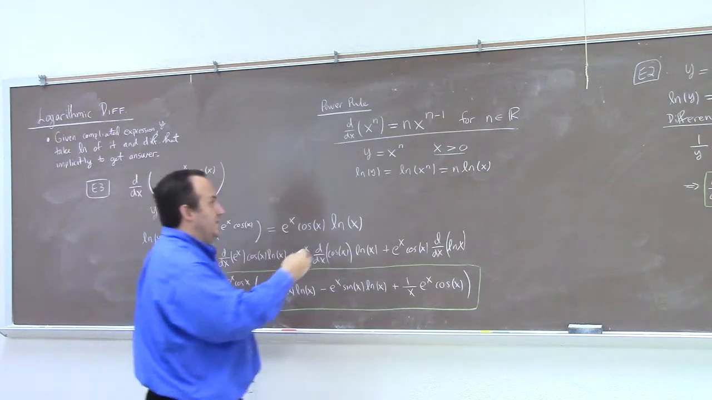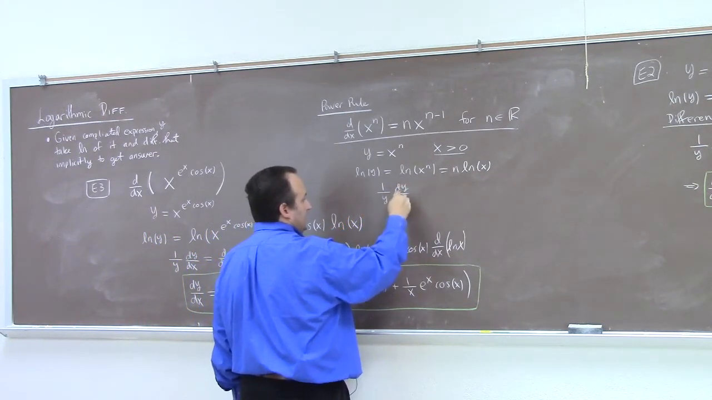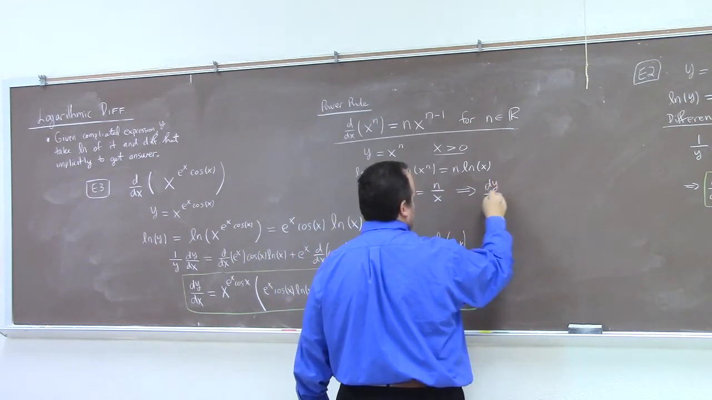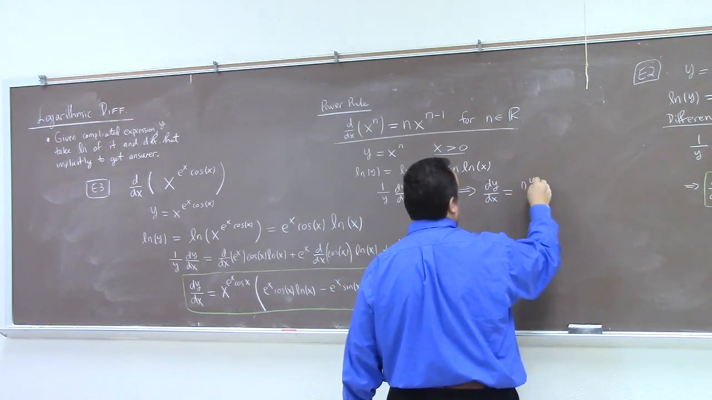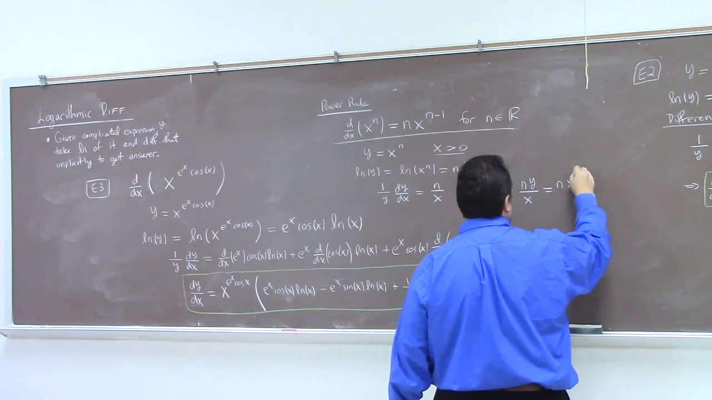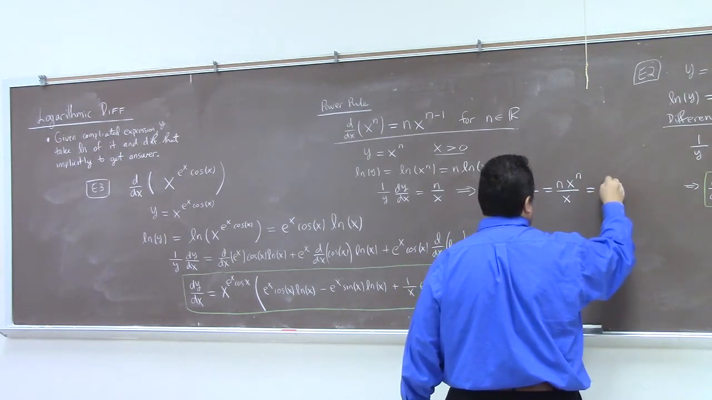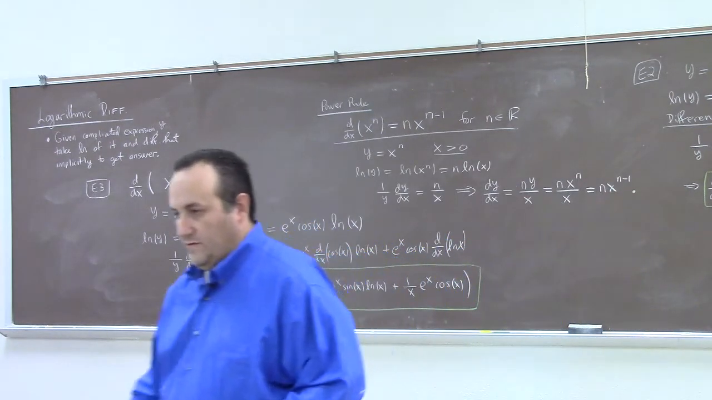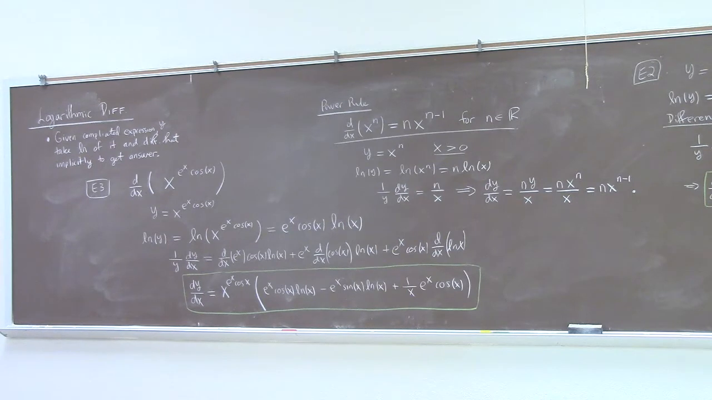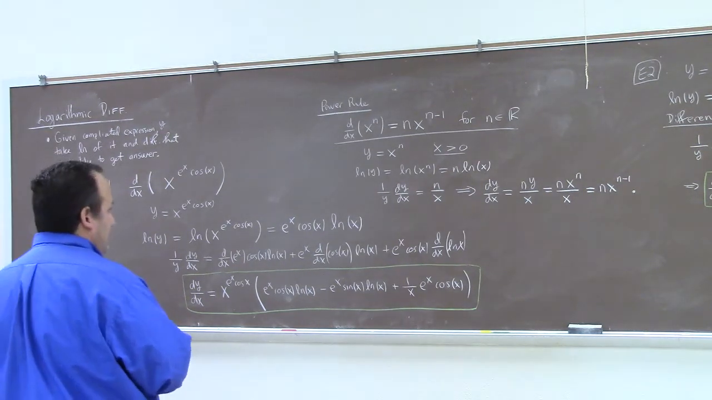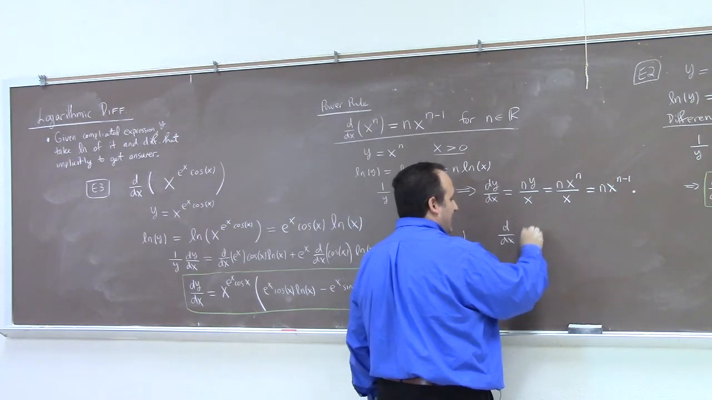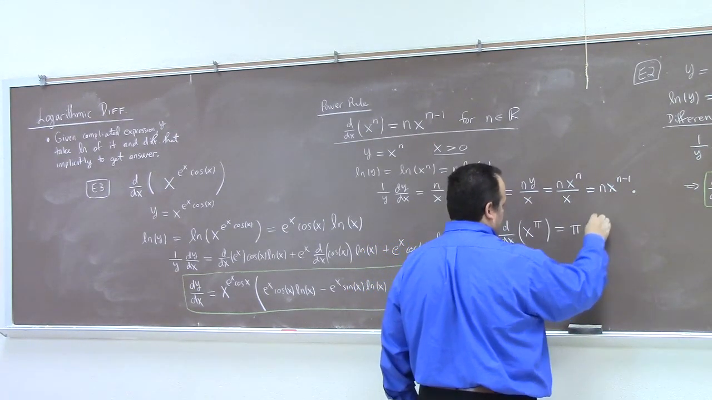Differentiate both sides. We get 1 over y dy/dx equals n over x, which then implies that dy/dx is equal to n y over x, right? But that's equal to n x to the n divided by x, which is equal to n x to the n minus 1. And this calculation does not presuppose that n is a natural number or a rational number. This calculation works for any real n. So now that we are a little bit further down the road, we can actually prove this, and here it is. For example, if you have d/dx of x to the pi, it is pi x to the pi minus 1. There you go.